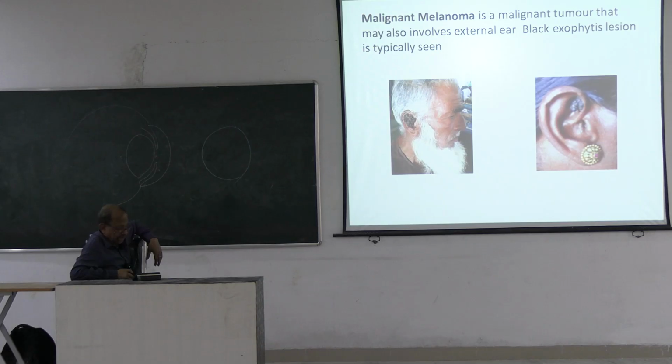Now is malignant melanoma. It is a highly malignant tumor of melanocytes of the skin. They involve the external ear. Black exophytic lesion. Exophytic means it comes outside. Typically seen in older age, which is malignant melanoma.